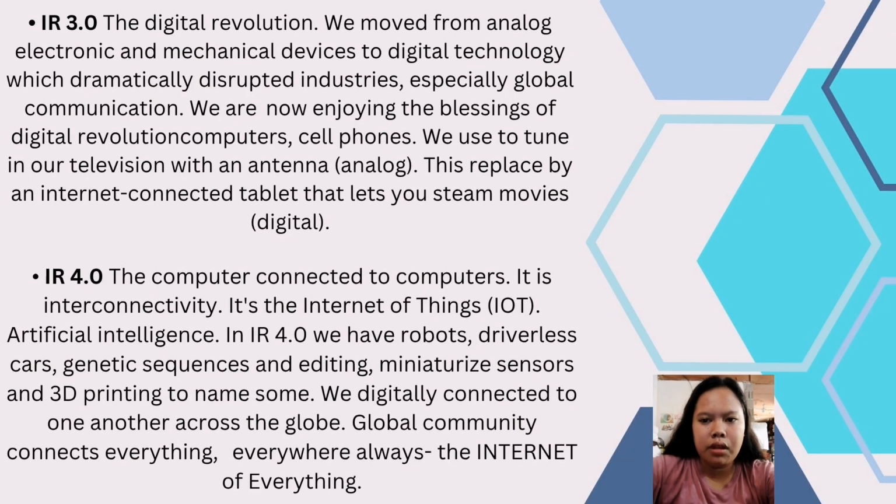IR 3.0, the third industrial revolution, was the shift from analog to digital technology. Devices like computers and mobile phones changed how people communicate and access information. For example, TVs with antennas were replaced by internet-connected tablets, highlighting how digital tech transformed daily life and industries.